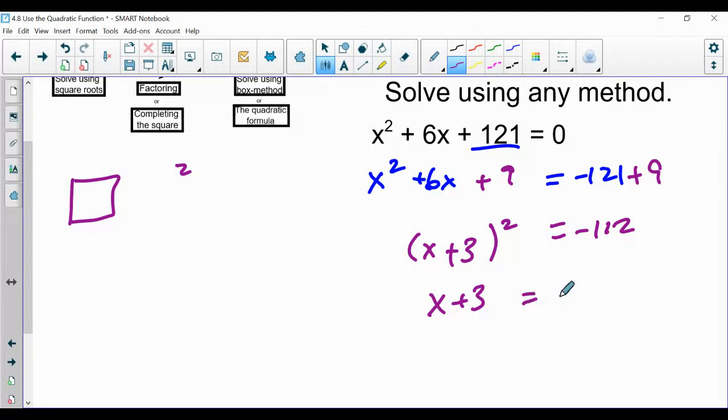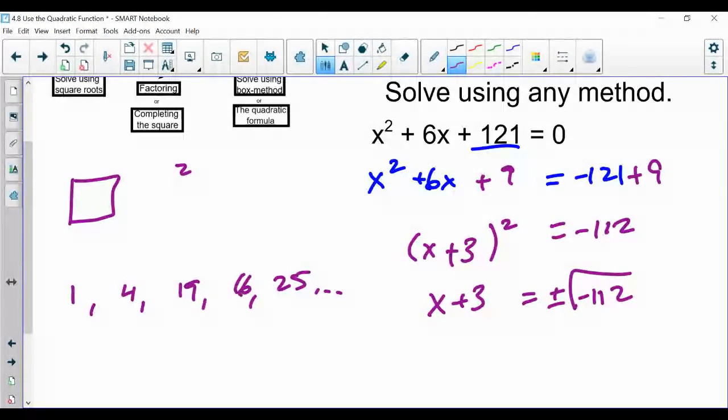Continuing to solve this quadratic, we would take the square root of both sides. X plus 3 is equal to plus or minus the square root of negative 112. Now, remember how to simplify your square roots. If you forget, please revisit the lecture from section 4.5 on how to do this. What you have to do is say, does 112 have any perfect square factors? 1, 4, 9, 16, 25, and so on. Do any of these numbers perfectly divide 112?